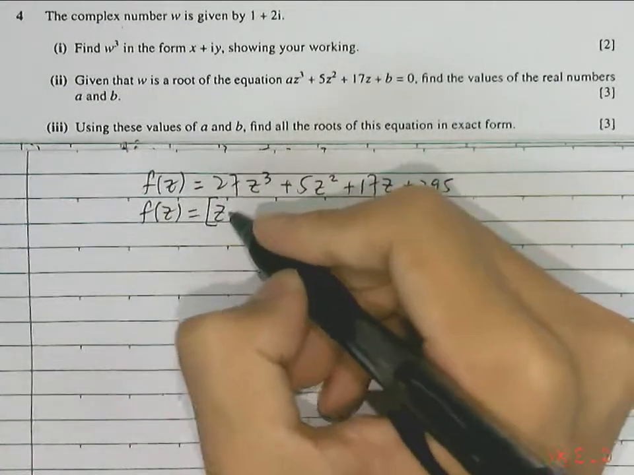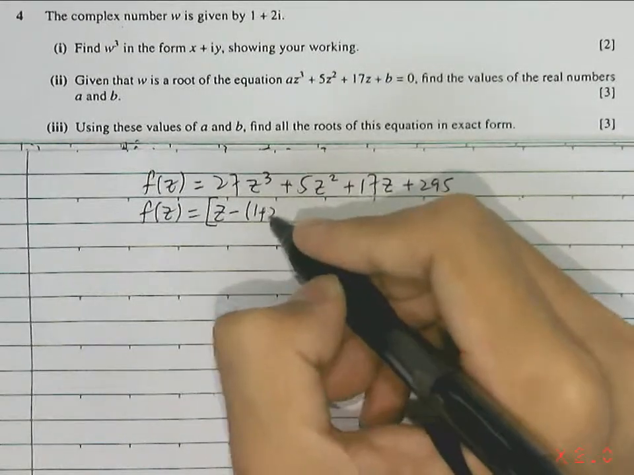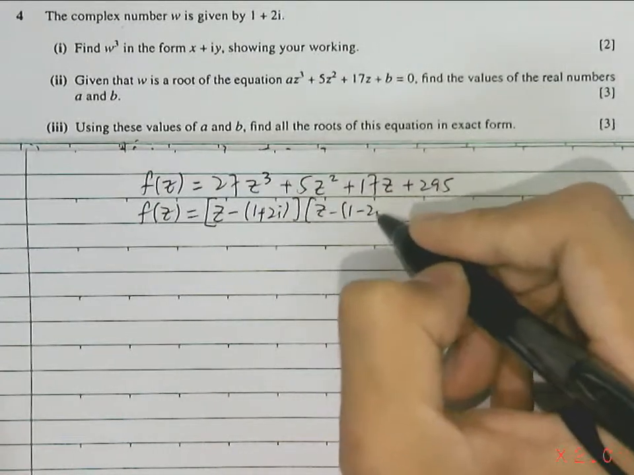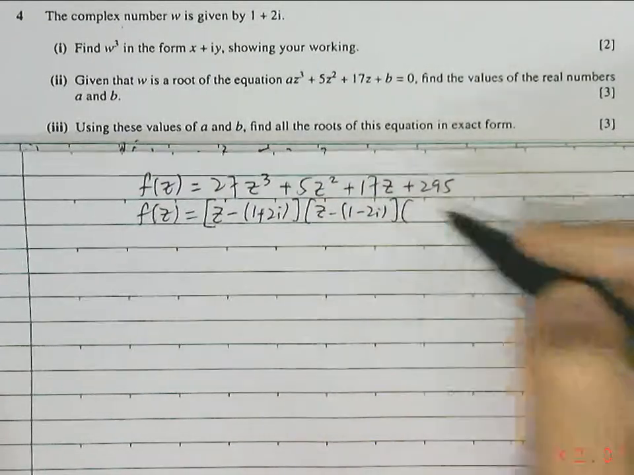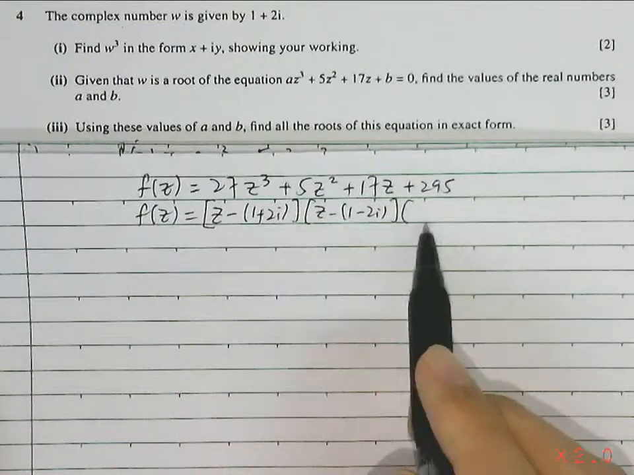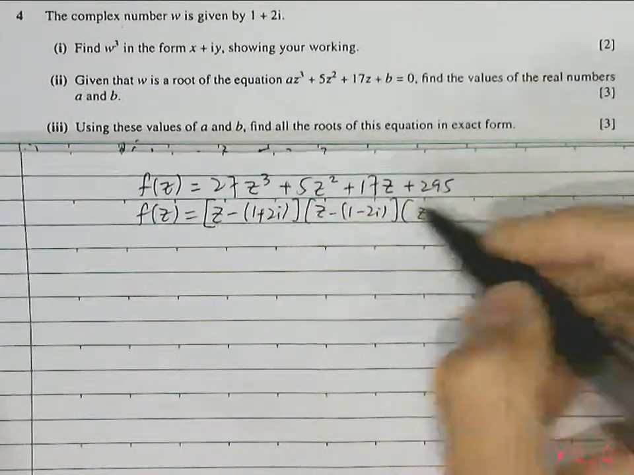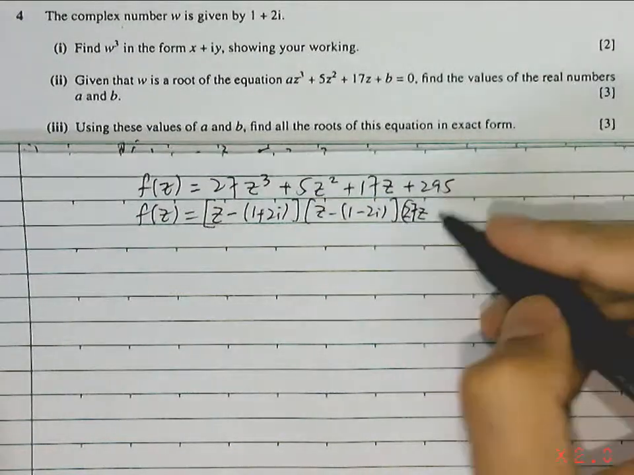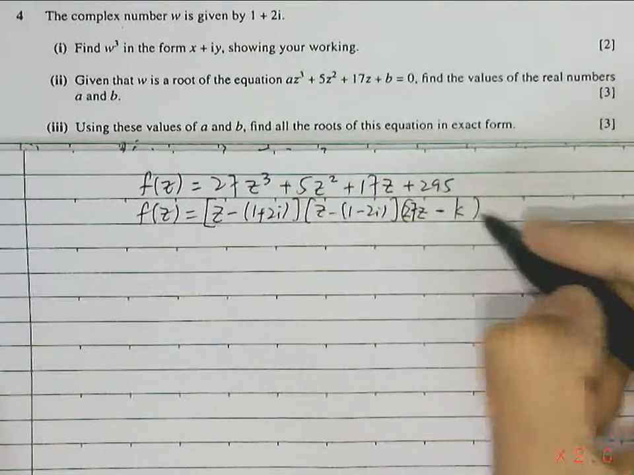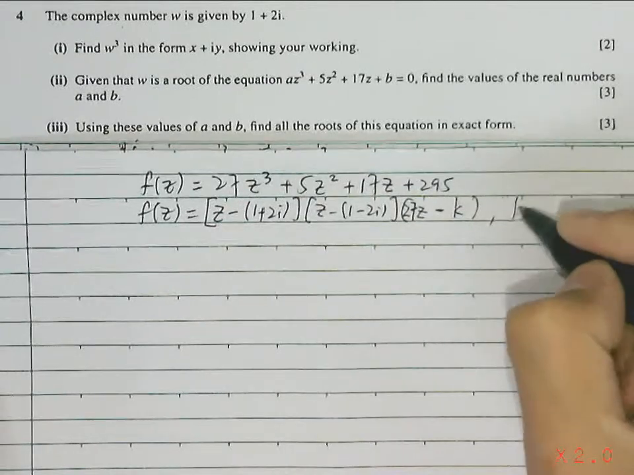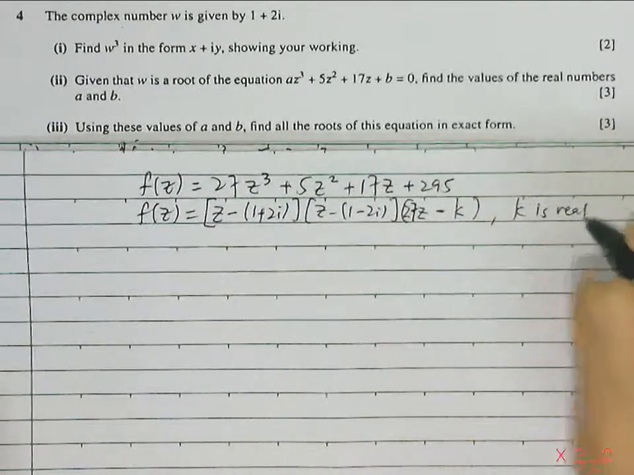So now we write out the factor, which is z minus the root 1 plus 2i times z minus the second root 1 minus 2i. Since we know the coefficient of z cubed is 27, z times z times the third z must give a coefficient of 27. So I'll add in a 27 as the coefficient here. And this must be a real root, since we already had a pair of imaginary roots. So I'll introduce k, where k is a real constant.